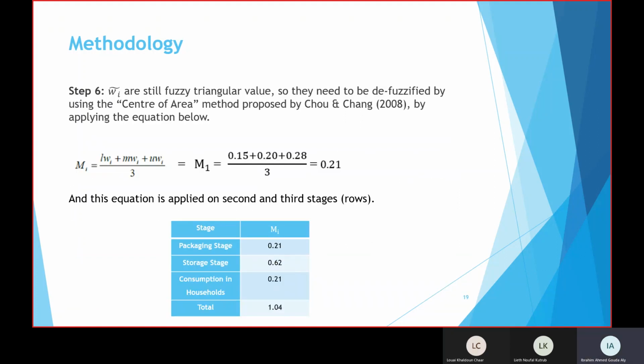And in step 6 here, the weights are still fuzzy triangular values. They need to be defuzzified by calculating the mean, which is the letter M, using the center of area method proposed by Chou and Chang 2008, shown below. We basically combine the 3 values, lower, mean, and upper, and divide them by 3.